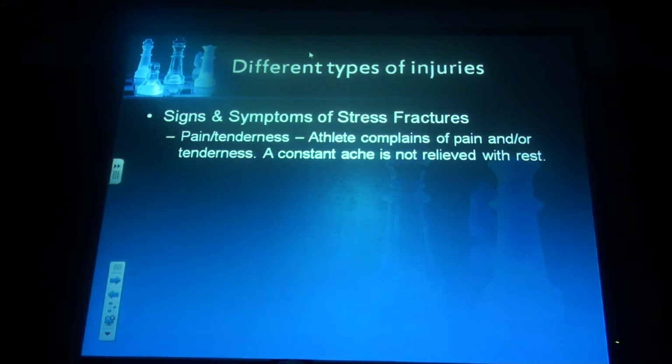So here are the signs and symptoms of stress fractures you're going to look for. First of all, pain and tenderness. The athlete complains of pain and/or tenderness, a constant ache which is not relieved with rest, especially when you see it in the feet or legs. When you get off your feet, if you have any kind of pain, it should relax. But usually you get a throbbing sensation that doesn't go away even when you get your feet up off the ground and relax.